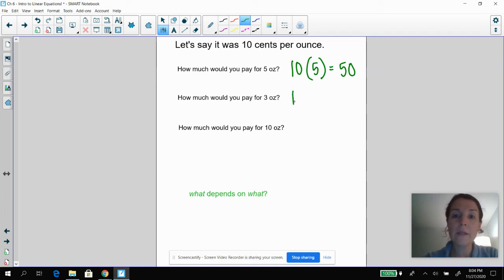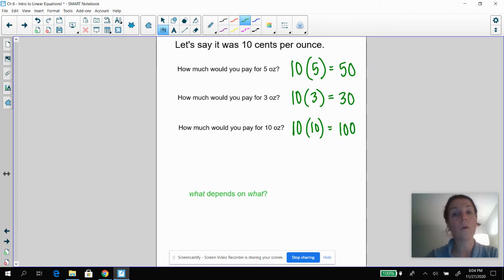So 3 ounces, we know I'm still paying 10 cents for every ounce. So times 3 ounces, and that's going to be 30 cents. Cool. And then what about for 10 ounces? All right, so 10 cents per ounce times 10 ounces is going to be 100 cents or a dollar, right? Cool. So let's look at what we just set up here.